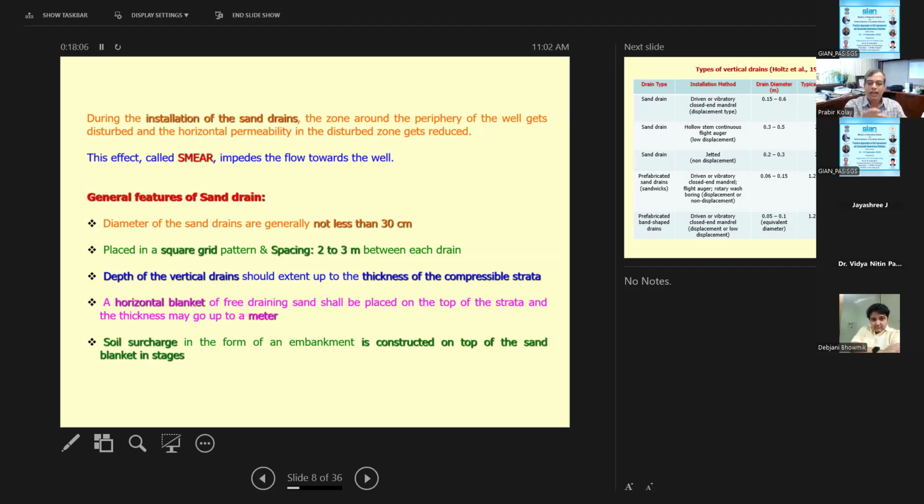Okay? A horizontal blanket is placed at the free draining surface on the top of the strata, and then we put a surcharge load. So basically, water can go horizontally, water goes vertically, water goes horizontally and then vertically, and on the side water can go out too. The horizontal blanket on the top may be up to 1 meter. The soil surcharge, in the form of an embankment, is constructed on top of the sand blanket in stages.